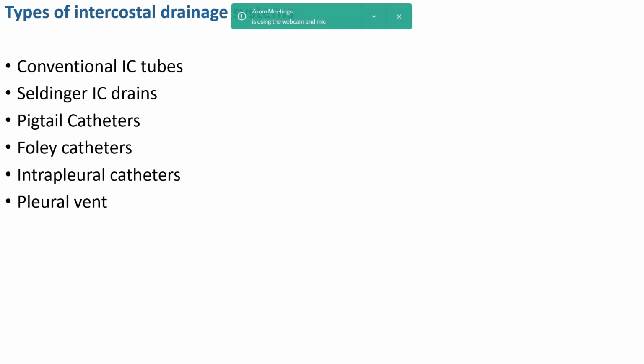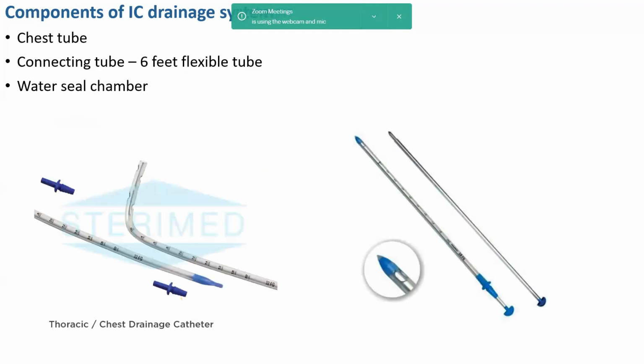And then intrapleural catheters. We don't have it here, but it's a very good thing for malignant effusion. And the pleural vent, we have inserted a few here. That's also good for recurrent pneumothorax. And when you can't discharge the patient with the bottle, you can just send them away with the pleural vent.